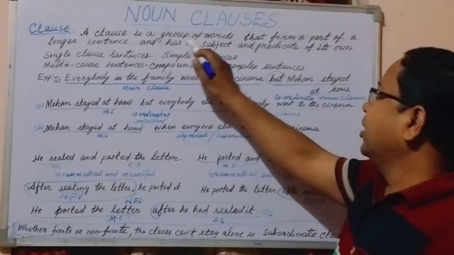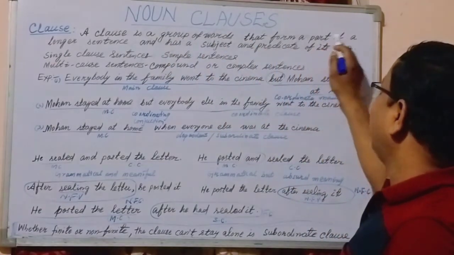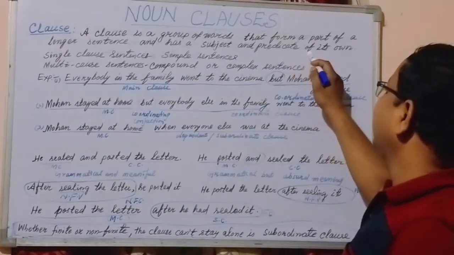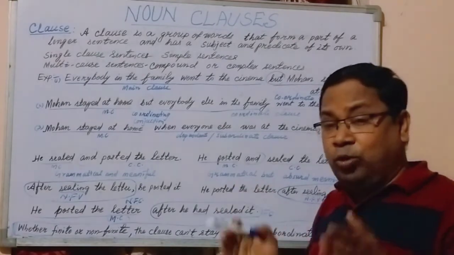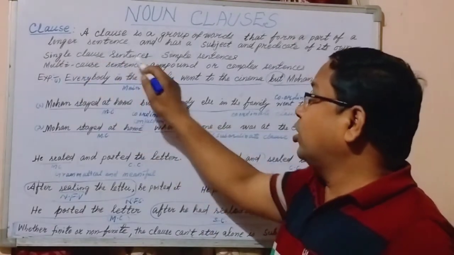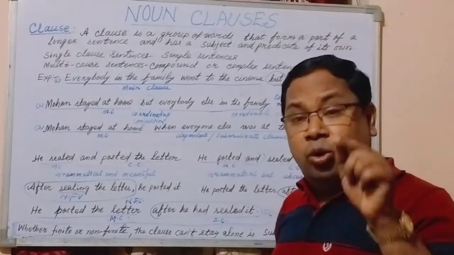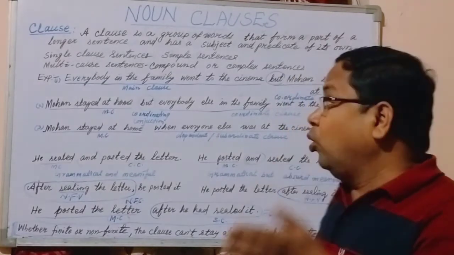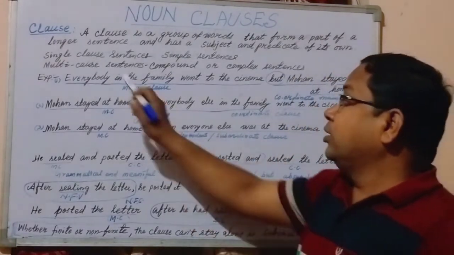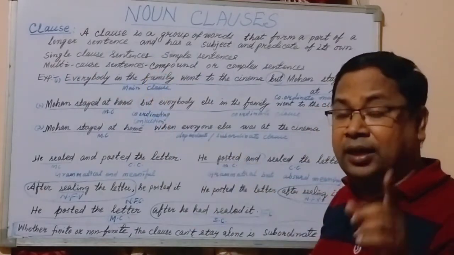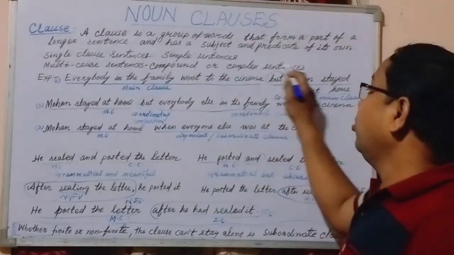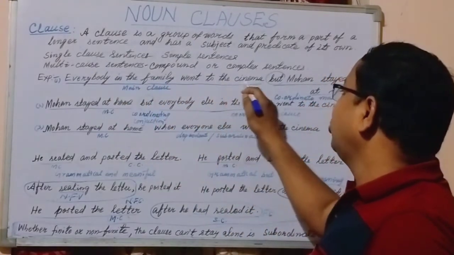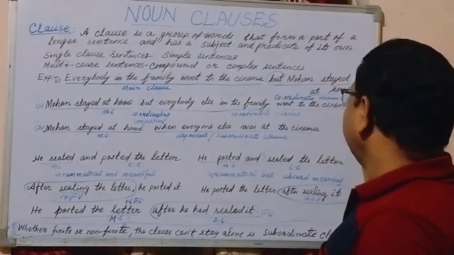A clause is a group of words that forms a part of a longer sentence and has a subject and predicate of its own. When we get a single clause sentence, it is known as a simple sentence. But when there are more than one clauses in a sentence, that means multi-clause sentences, we can name them compound or complex sentences. For example, everybody in the family went to the cinema, but Mohan stayed at home.